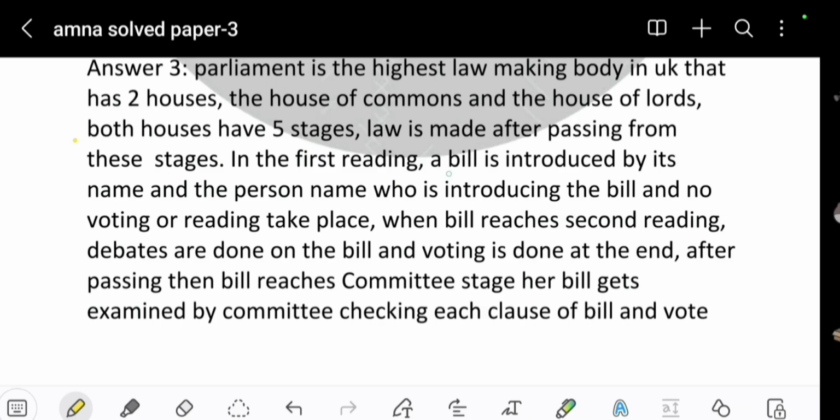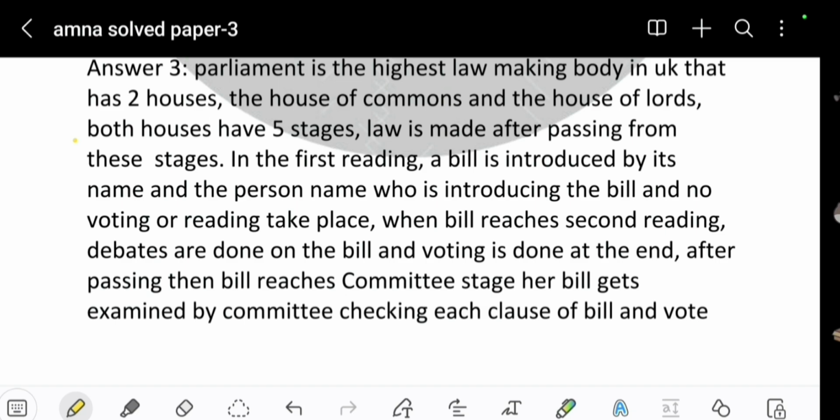If you did not mention all this detail, you will not get full marks. If you only write the names of the stages, you will barely get 1 or 2 marks. They will not give you full marks for the things you did not mention. So you will have to mention the details of what occurs in the stages. The first stage is first reading, a part where a bill is introduced with its name and the person's name, and here no reading or voting is done. You also have to mention this line in order to get full marks.